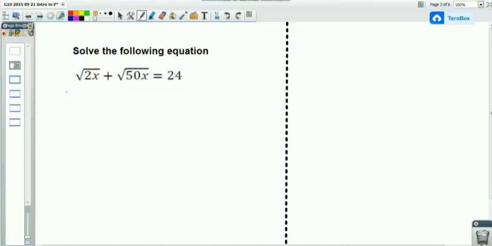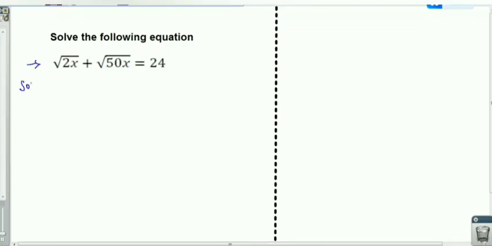Hey guys, this is a video lesson on how to solve equations involving radicals. So here in this video I will show you two problems on how to solve equations involving radicals. The first problem is medium, the second one is a little bit challenging.